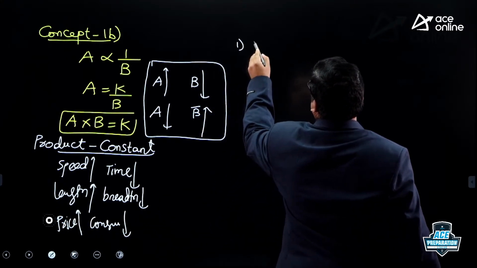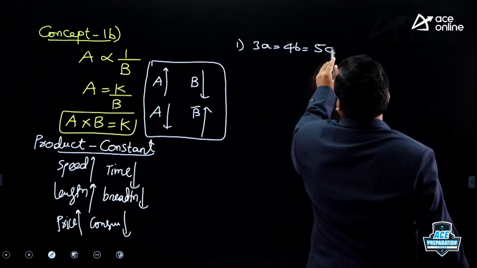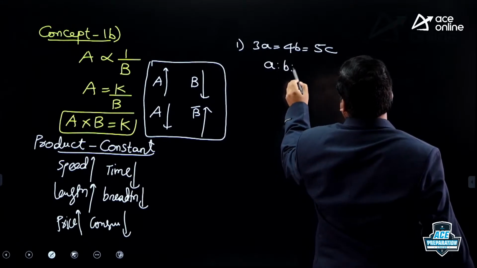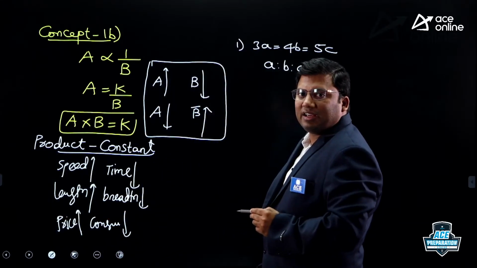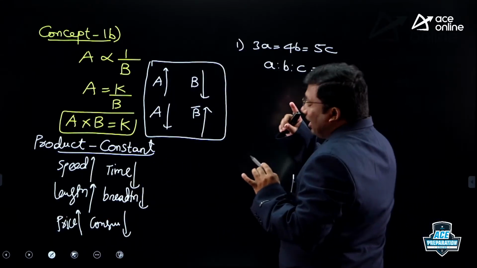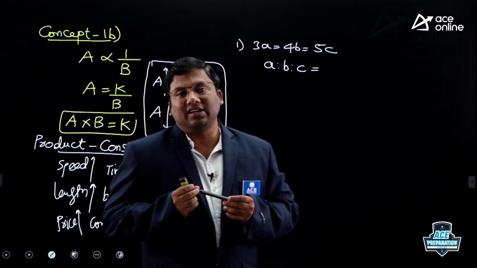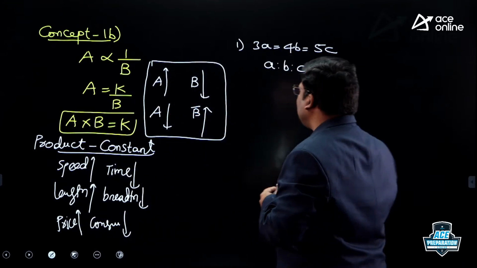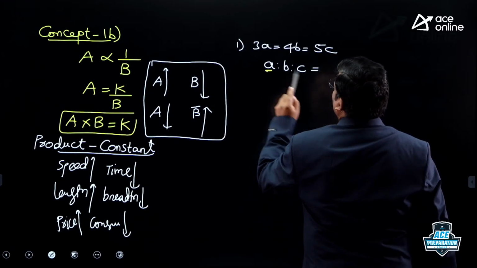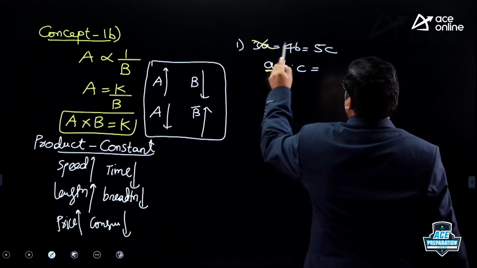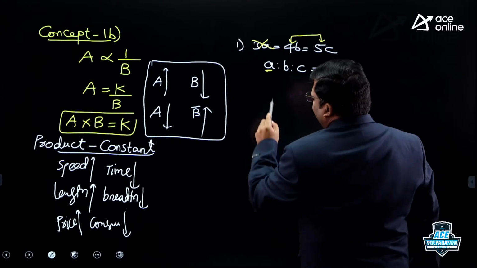First example, if 3A is equivalent to 4B is equivalent to 5C, find A is to B is to C. Very, very easy. 3 into A, 4 into B, 5 into C. The product is constant. If the product is constant, then they are inversely proportional to each other. I want A. If I want A, close this A, multiply all the other coefficients. What is 4 5s? 20.